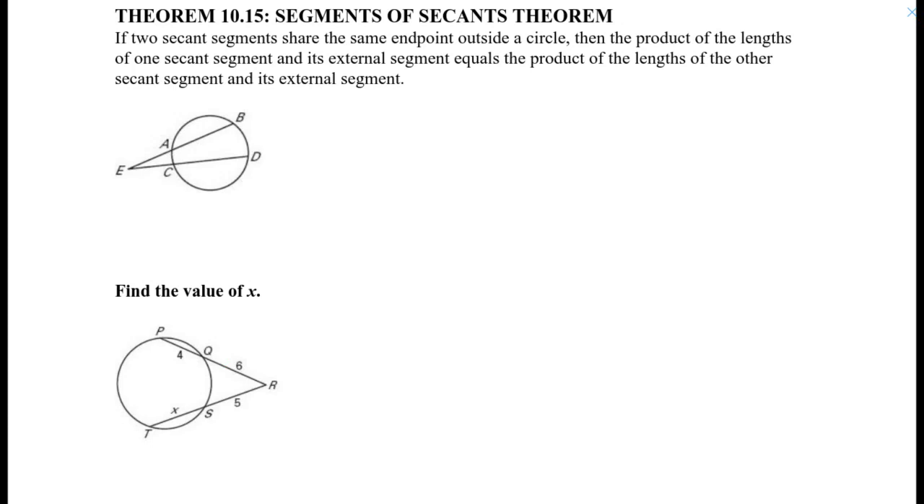So let's take a look at what this actually looks like. So we have two secant segments, EB and ED. So what we're saying is that the product of that secant segment, so if I look at BE, the product of that and its external segment. So we're just talking about the external portion of that, which would be AE. It's going to be equal to the product of the other secant segment, which is DE, times its external segment, which is CE.